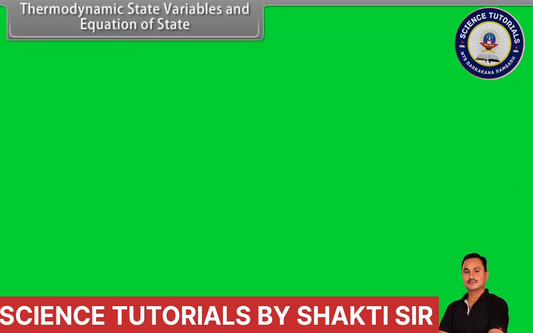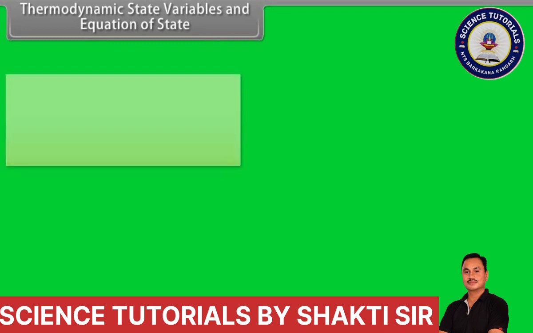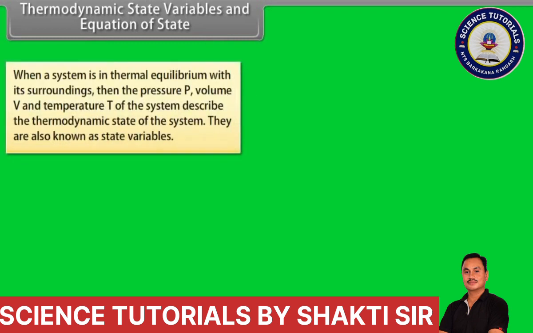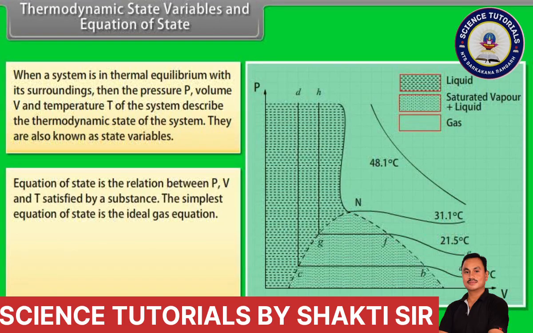Thermodynamic state variable and equation of state. When a system is in thermal equilibrium with its surroundings, then the pressure P, volume V, and temperature T of the system describe the thermodynamic state of the system. They are also known as state variables. Equation of state is the relation between P, V, and T satisfied by a substance. The simplest equation of state is the ideal gas equation.